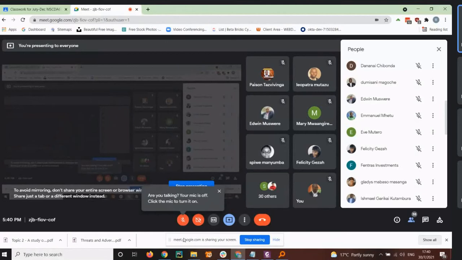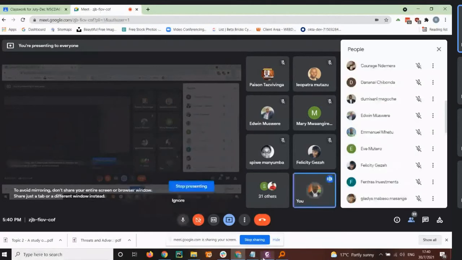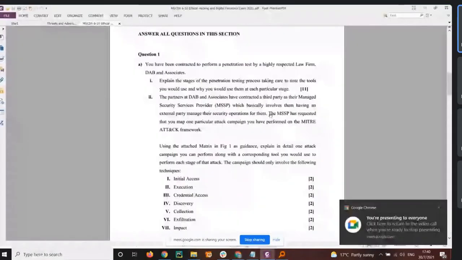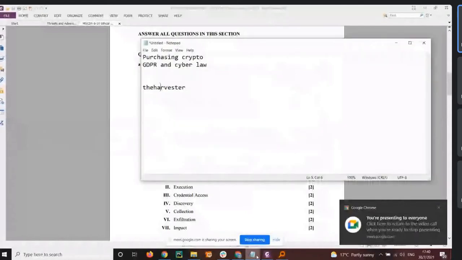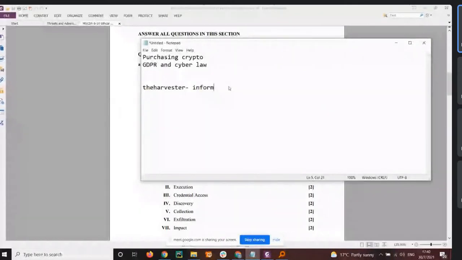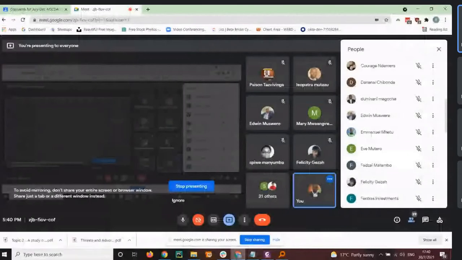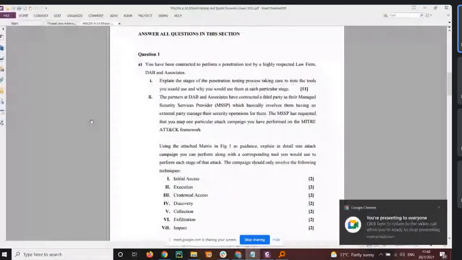Okay, sorry for that. So there is a tool, theHarvester, which you can use for information gathering. Just to be clear, I'm not going through the answers for every single question in the examination. I'm just trying to show you how you would be expected to answer each question. So going back to the question here, in this case, you have been hired to do a pen test for a law firm, DAB and Associates.